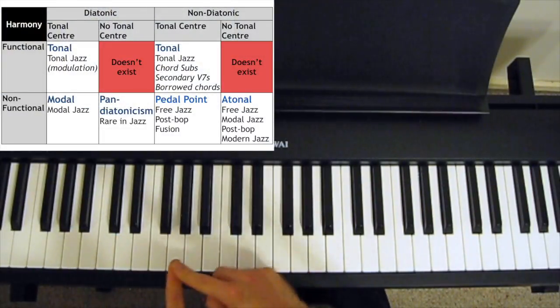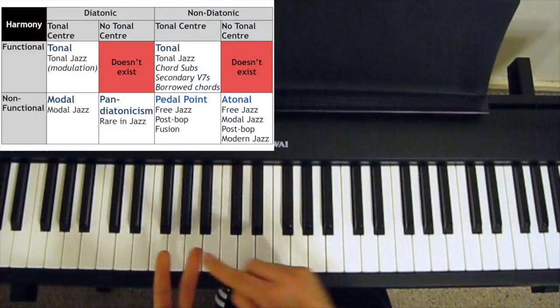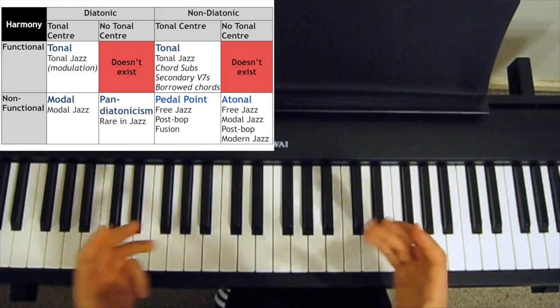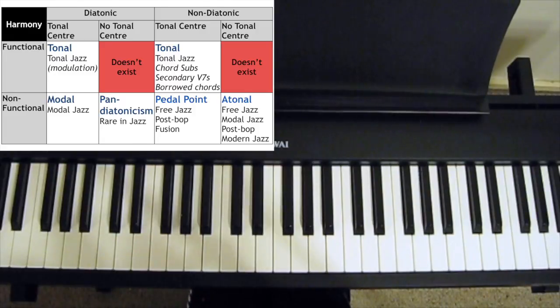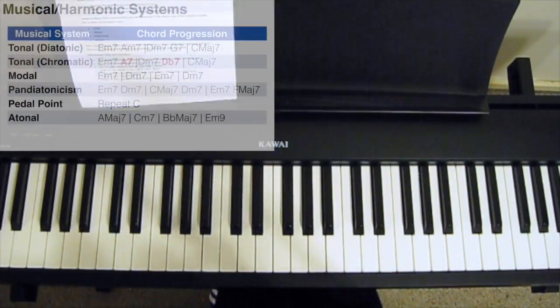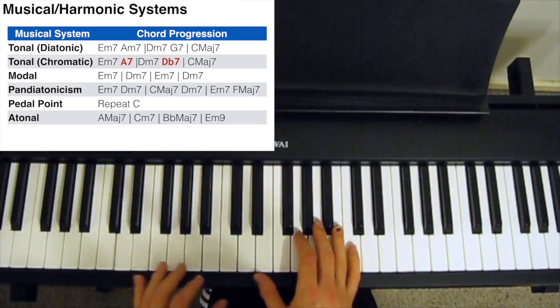Next, if you have a non-functional chord progression, a tonal center, and only use diatonic chords, so chords within a particular key, then we have modal harmony, like what's found in modal jazz, where you have chord progressions like this.